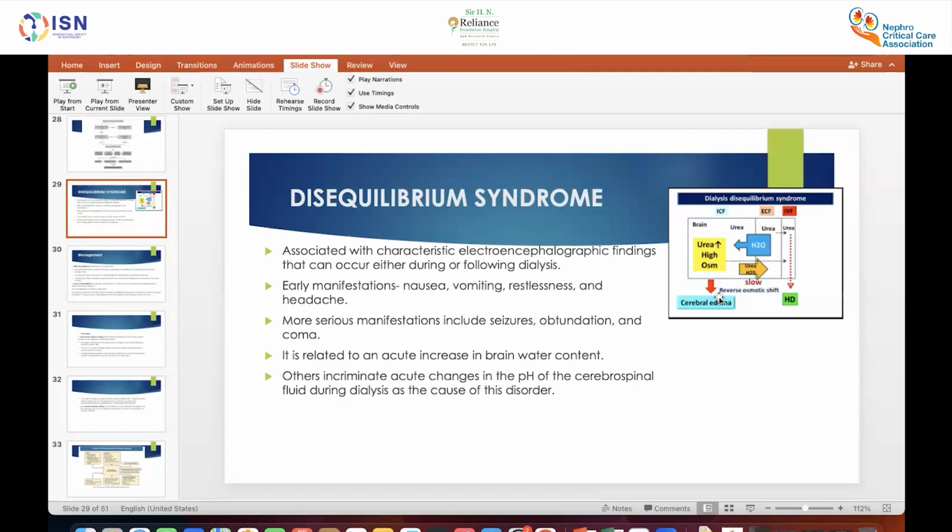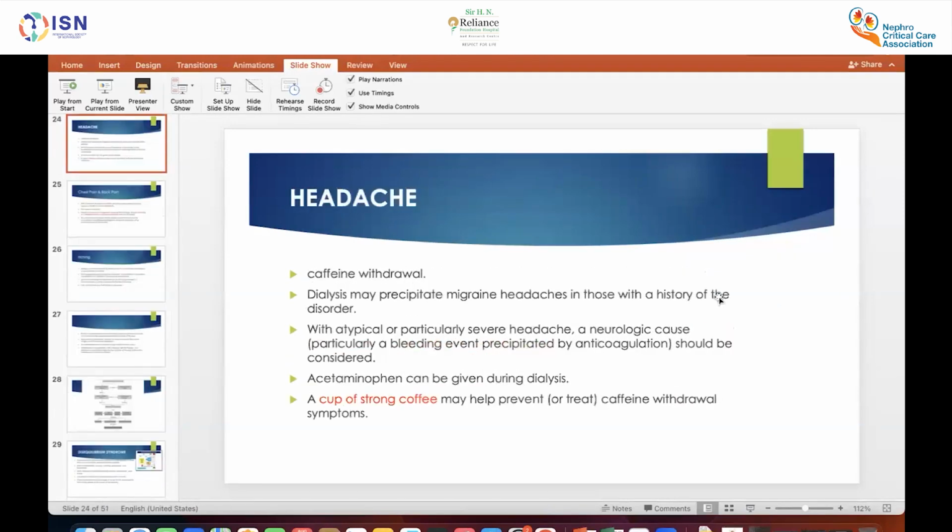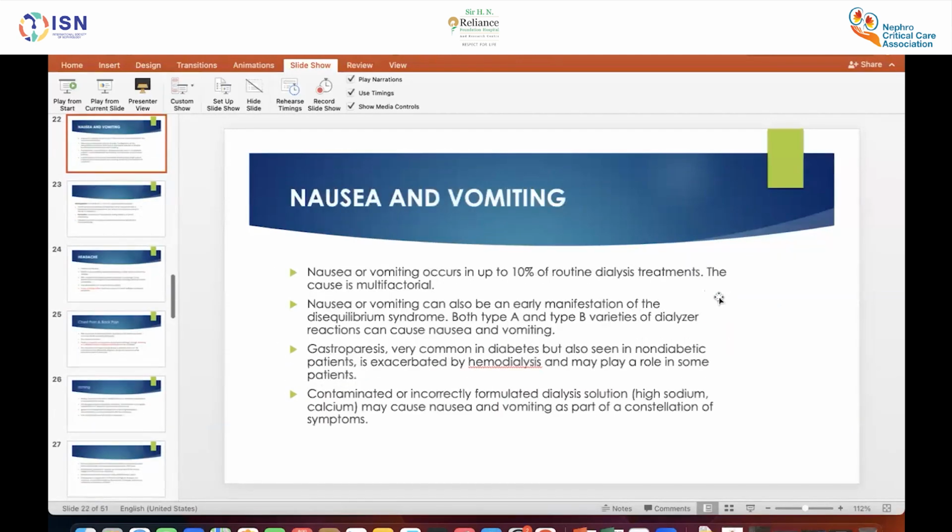Okay. So these are the prevention and risk factors we have talked about, which were not clear in your slides. Next, we will go to hypotension. Correct.